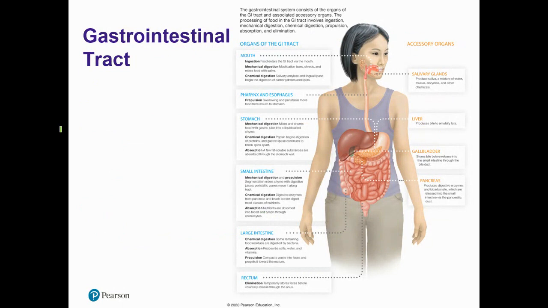Ooh, that's really fine print. So this is also from your text. Again, I'm sorry I took the figure number out. So let's see. On the right, you see the accessory organs. And on the left, you see the actual organs of the digestive tract. So let's just go through these briefly. This would be a really good one to study and review.